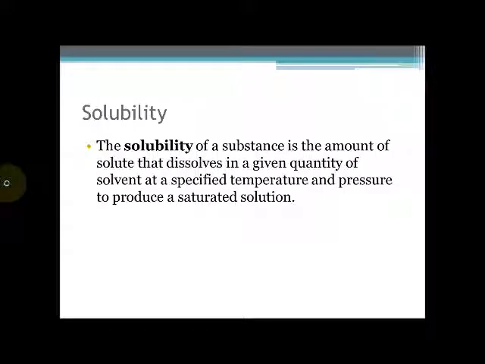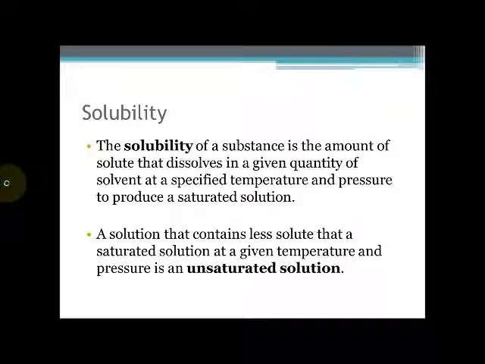Solubility. The solubility of a substance is the amount of solute that dissolves in a given quantity of solvent. Solute's getting us every time. At a specified temperature and pressure to produce a saturated solution. Good job, Cole. Oh. A solution that contains less solute than a saturated solution at a given temperature and pressure is an unsaturated solution.